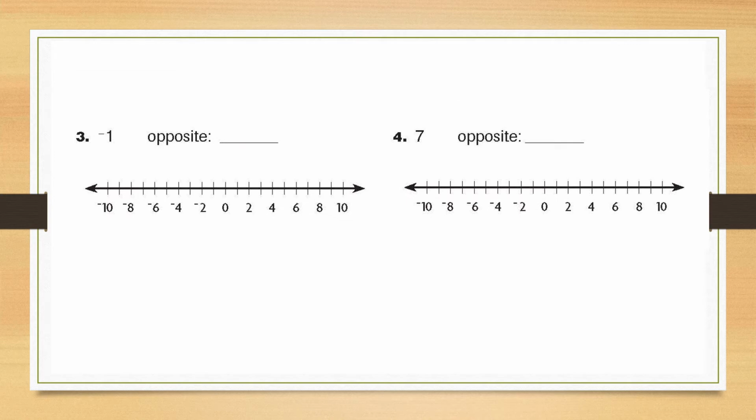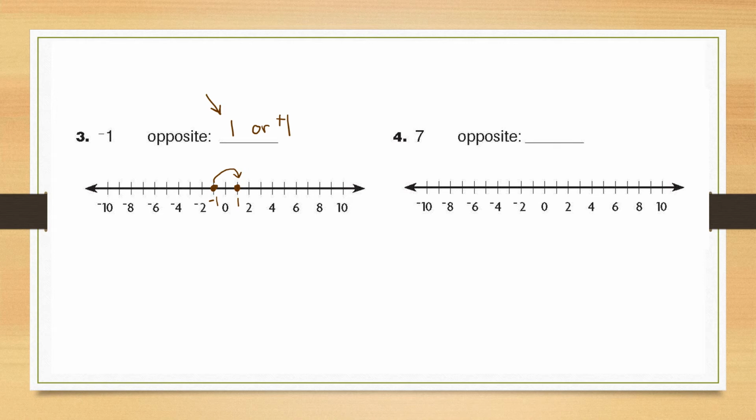Question number 3, -1 is located 1 unit to the left of 0, and its opposite is located 1 unit to the right of 0, and it is +1. You can write +1 as just 1, or you could write +1. In math, we like to simplify things, so we like to keep our symbols to a minimum. So most often when you see a positive number, it will just be the number itself without the plus sign.